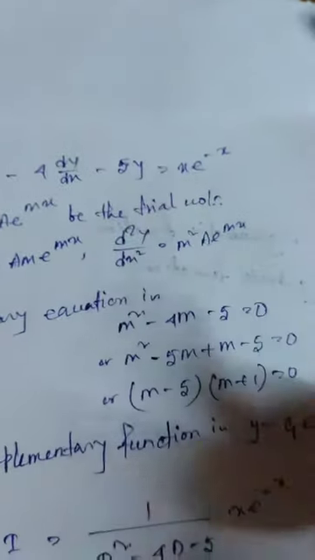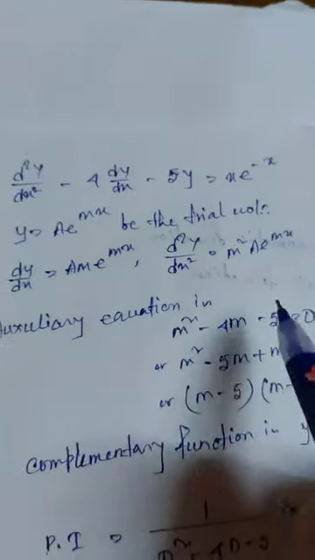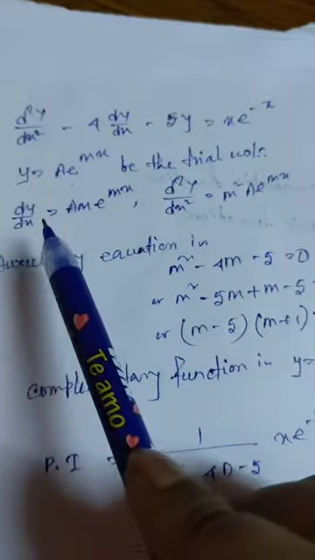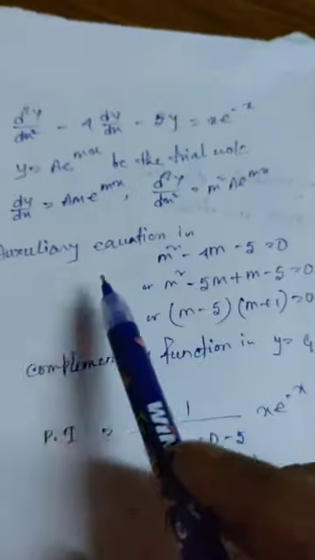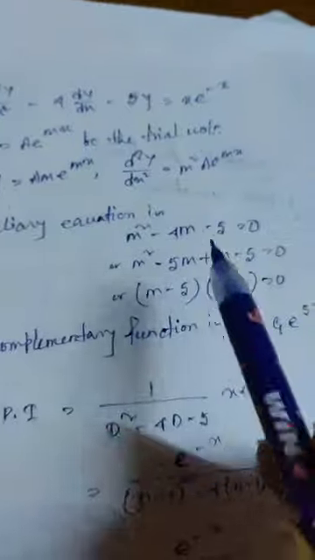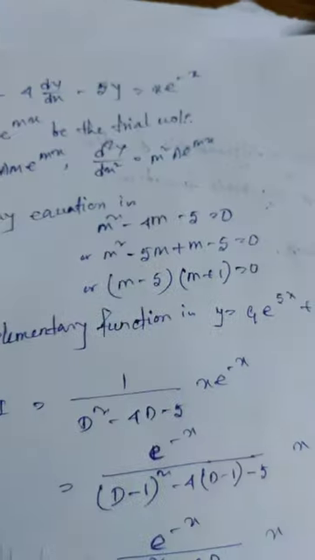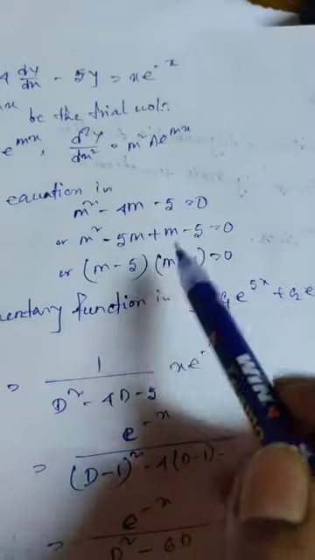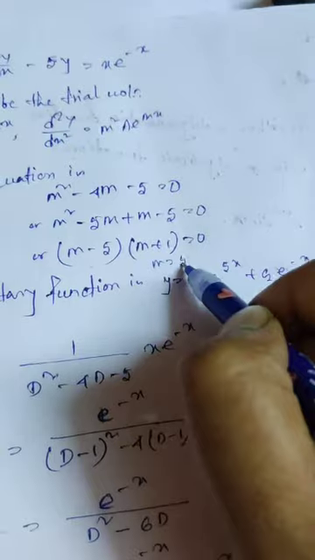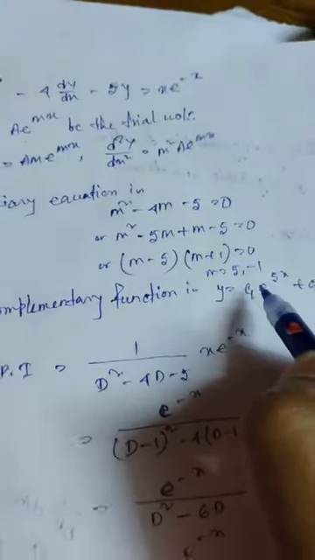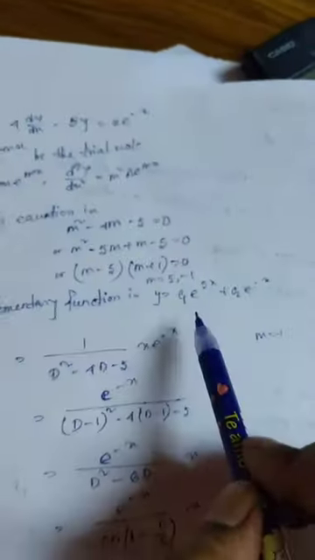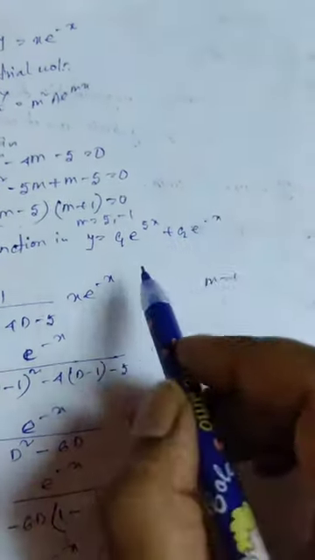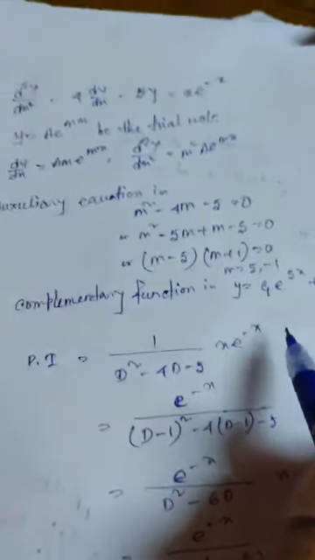So here first you have to find the complementary function by using the auxiliary equation. This is very simple. Take y is equal to e to the power mx, then find dy/dx and d2y/dx2, then find the auxiliary equation by using this. So we get the auxiliary equation is m square minus 4m minus 5 is equal to 0. So from here we will get m is equal to 5 and minus 1. So the roots are real and distinct. So the complementary function is y is equal to c1 e to the power 5x plus c2 e to the power minus x. So how can we find the particular integral here?